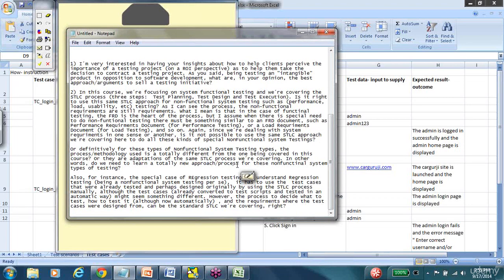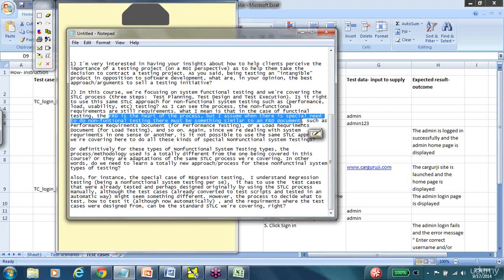We're focusing on and covering the SDLC process. Is it right to use the same for non-functional testing? Yes, we can use that. As I can see, the process still starts with requirements. Yes, that is a good observation. The question is that if FRD is the heart of the process, I assume there is a special need to do non-functional testing, so there must be something similar to the FRD document, like a performance requirement document or a load requirement.